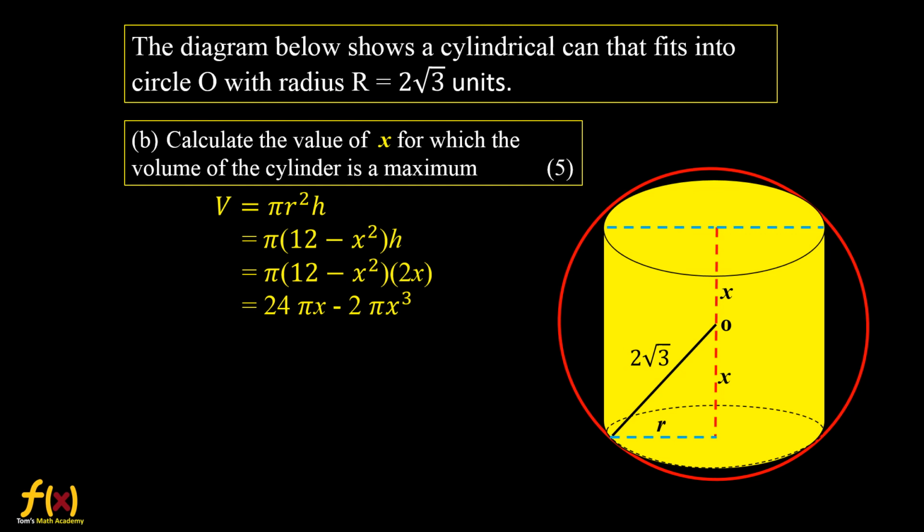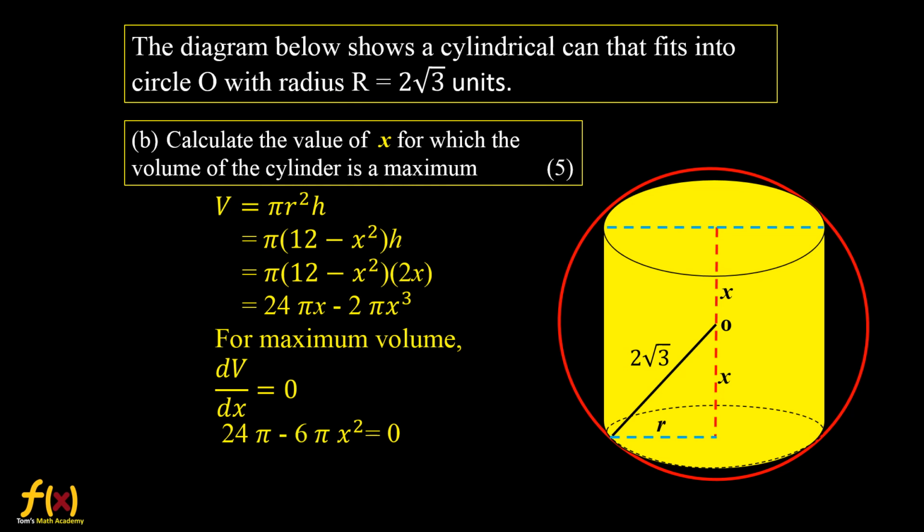Now the question is maximum volume. What we have learned is that for a maximum or minimum, the derivative must be equal to 0. That is the concept, that is the method. So we find the derivative: 24π minus 6πx² equals 0. We are trying to solve for x. So we get x² equals 4, x is equal to 2. The value of x is 2.